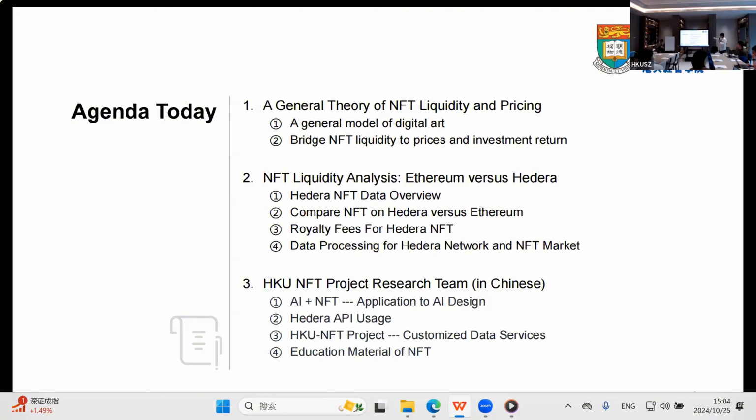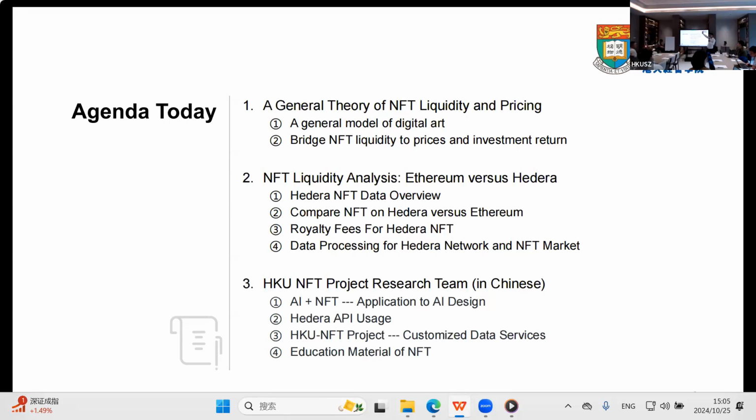And the second half is that we compare the NFT liquidity and trading data on Ethereum and Hedera. It consists of 4 parts. We talk about the Hedera NFT data overview, and then we compare the trading activities and NFT ownership on both blockchains. We will discuss the royalty fees for Hedera, and then I will pass the rest of the part to my research team to talk about the potential business applications.